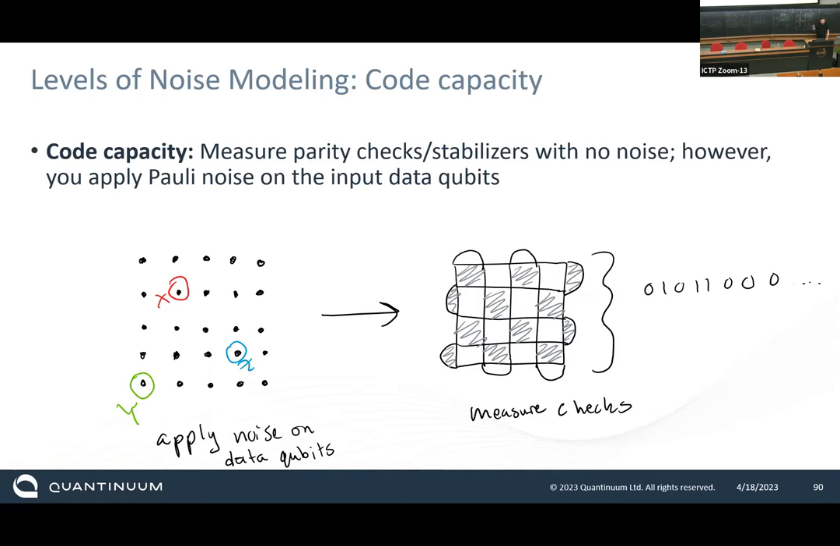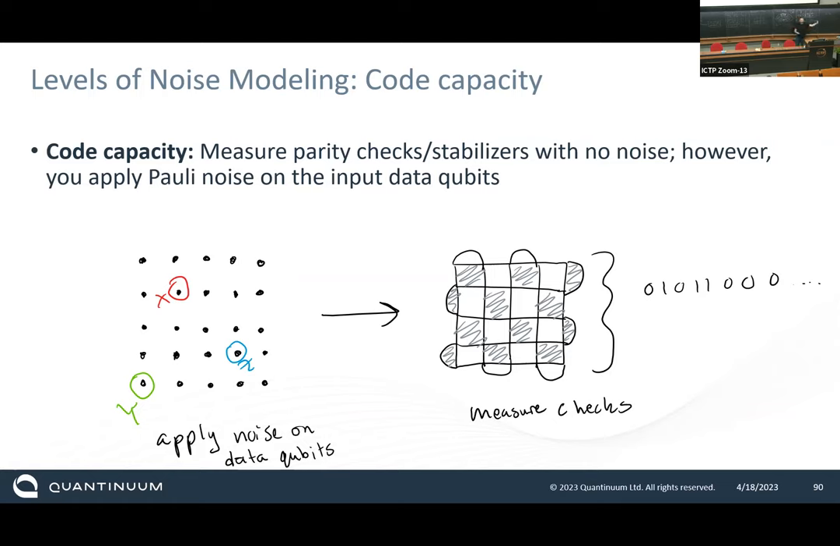Okay, the next and pretty common noise model that people study is known as the code capacity model. That basically tells you the capacity of the code in a very abstract sense. So you don't have any of the details of the circuitry, we don't have any circuits here. You kind of pretend as though you have a magic way of just measuring these parity checks without any error. So you just get to do that.